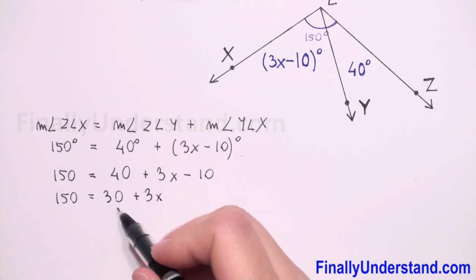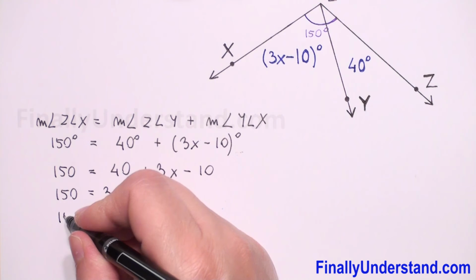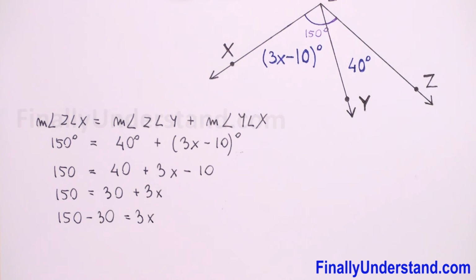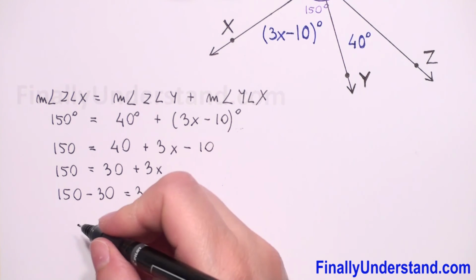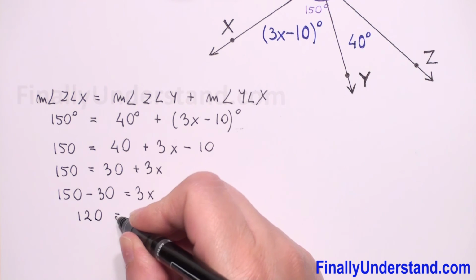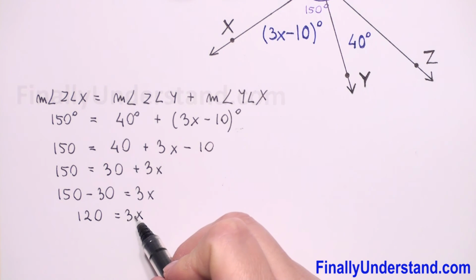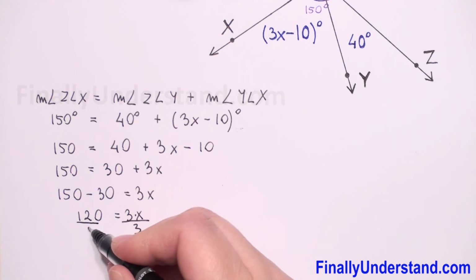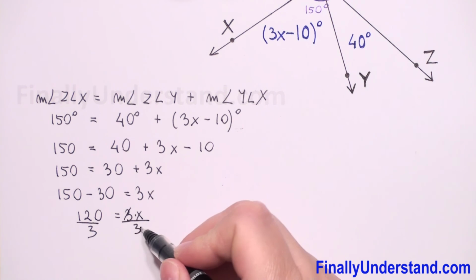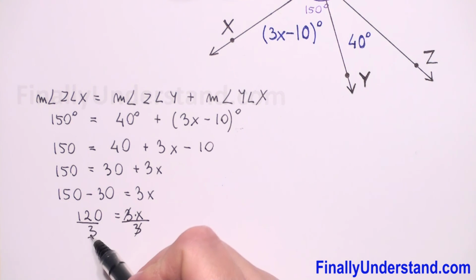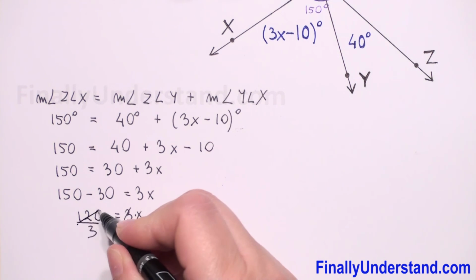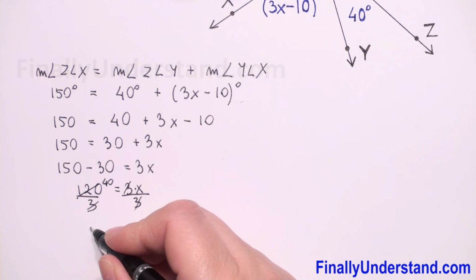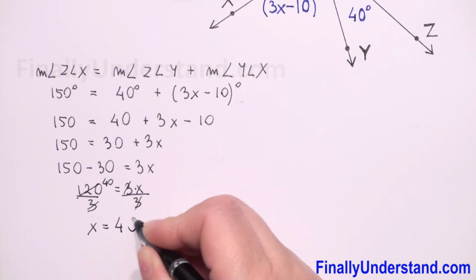Now I will move 30 to the left side, so we have 150 minus 30 is equal to 3x. 150 minus 30 is 120. This is equal to 3x. Next, because we have multiplication on the right side, we can divide both sides by 3. And we can reduce 3 and 3. 120 divided by 3 is 40. So we can change the sides, so x is equal to 40.